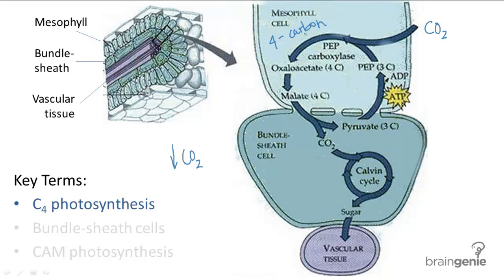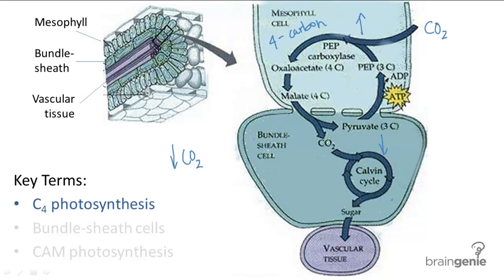Why does this extra cycle occur? The reason for it is because the enzyme used to convert CO2 into a 4-carbon compound has a much greater affinity for CO2 than the enzyme that would start the Calvin cycle. And so in that way, despite lower CO2 levels entering the plant, just as much CO2 is still being captured.